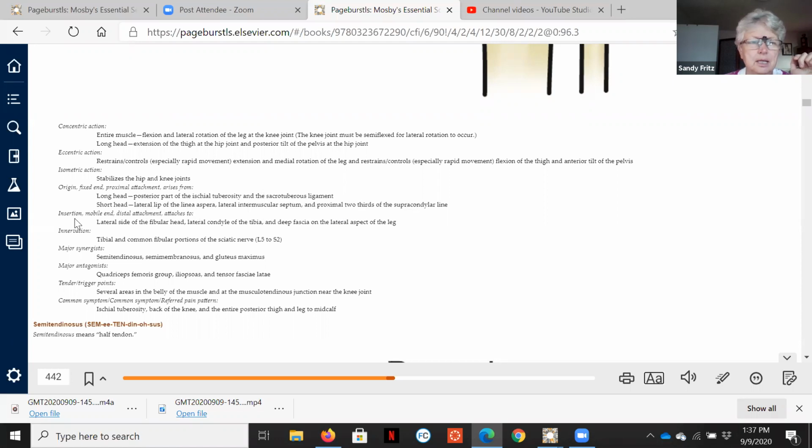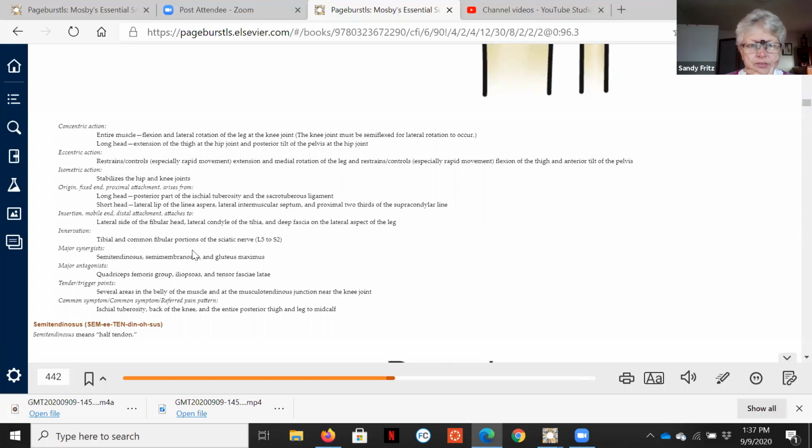All right. Then the insertion, or the mobile end, or the distal attachment, is on the lateral side of the fibular head and the lateral condyle of the tibia, and then also the deep fascia. And if it didn't attach onto the tibia or the fibula, it wouldn't be able to move the knee.